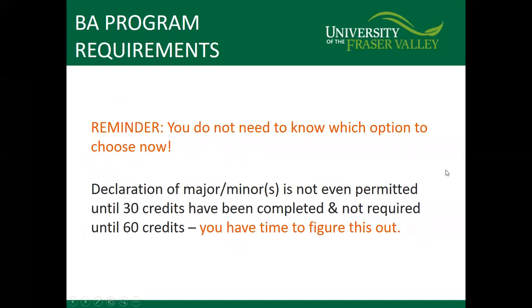Now, again, remember, you do not have to know which option you want to choose at this time. We don't even permit declaration until 30 credits have been completed. You must declare by 60 credits. So this means that you have basically about 2 years. You have time to figure out what it is you want to study as your major or your two minors.